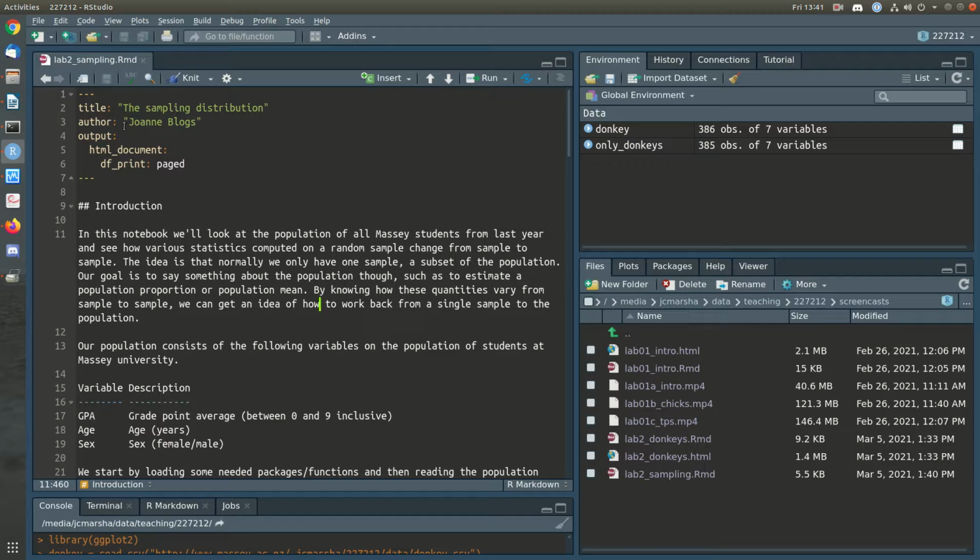Okay, so for the second part of the lab, we're going to be looking at essentially what happens when we sample repeatedly from a population. And the reason that we're doing this is to get an idea for how each sample varies from sample to sample. So if we have the opportunity to take more than one sample, how much would we expect our two samples to differ by? And we can use this information to get a measure of the amount of uncertainty that we should have when we just have one sample, right?